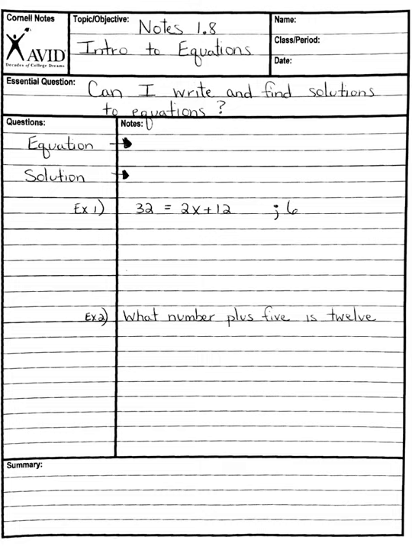So with notes 1-8, we are going to jump into looking at equations. So this is our intro to equations. Everything up to this point was looking at what we called expressions, and we knew expressions did not have equal signs. We knew that when we would evaluate or simplify expressions. And so now we're looking at, can I write and find solutions to equations?